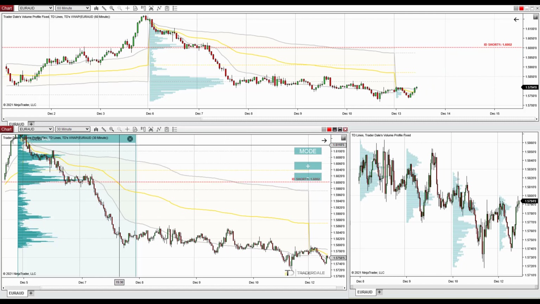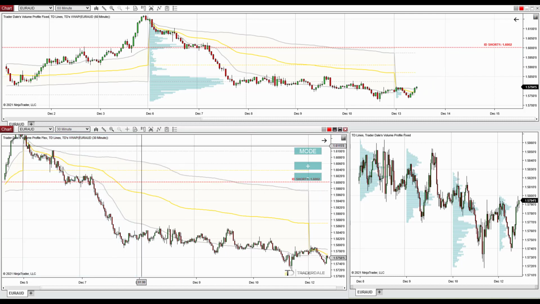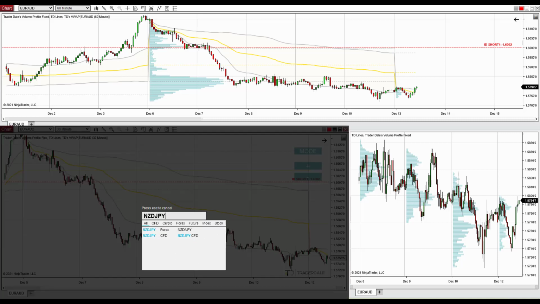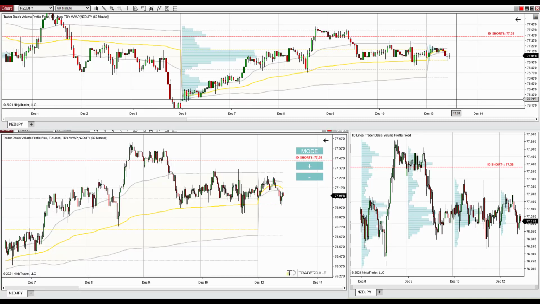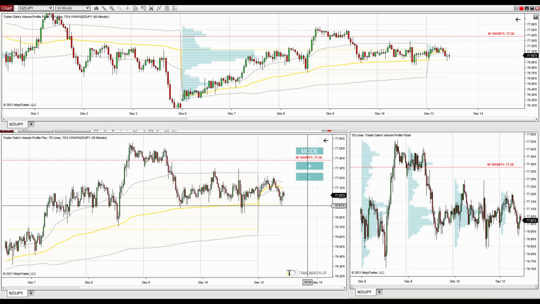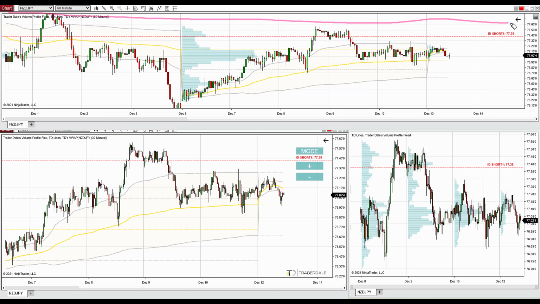Now let's go and have a look at the next trading idea, and the next one will be on the New Zealand dollar Japanese yen. Now, as you can see, all the charts changed to New Zealand dollar Japanese yen. And let me start talking about this trading idea on this chart at the top again. And let's talk about the shape of the volume profile there.